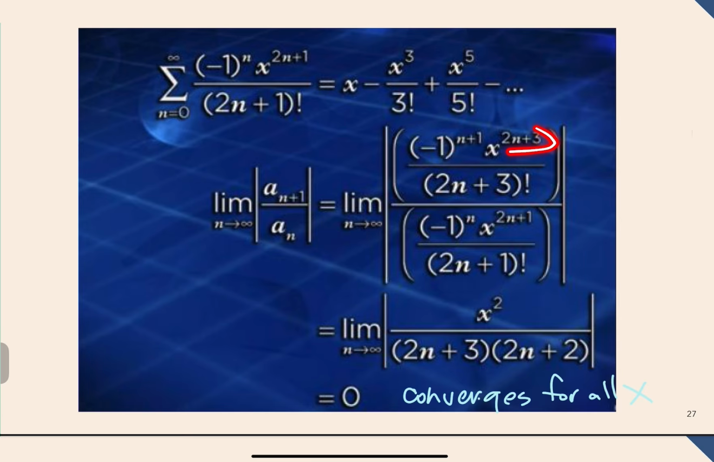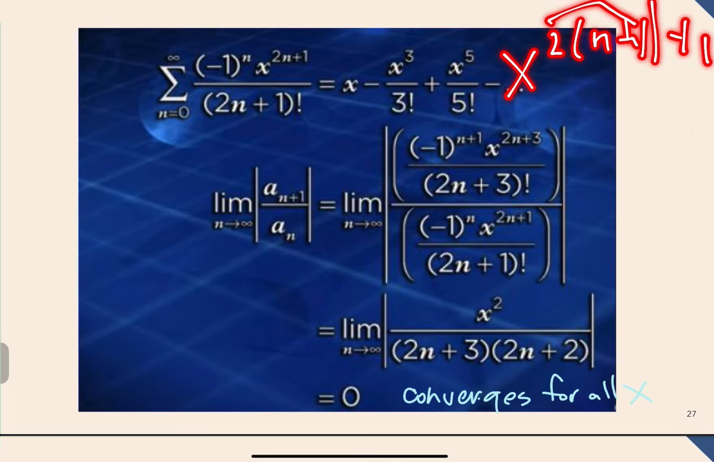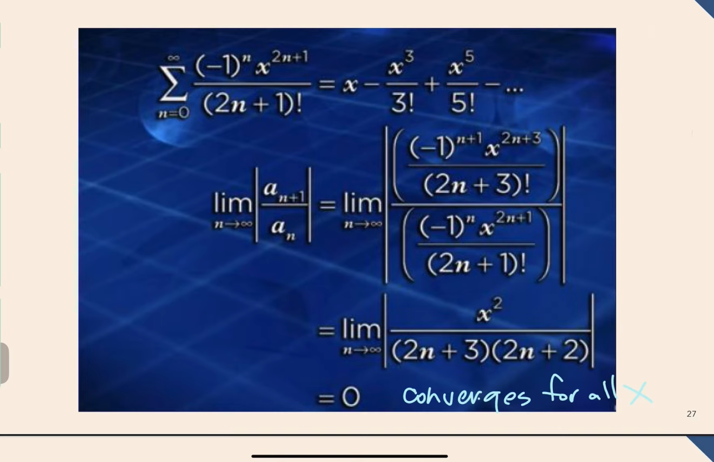why is it 2n plus 3? Because it will be 2 times n plus 1 plus 1. So 2 times 1 here is 2, plus 1, so it's 3. All over 2n plus 3 factorial.